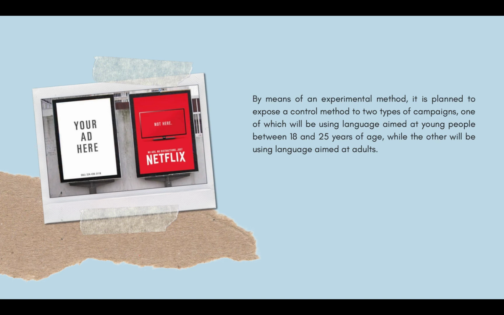In addition, the symbolic messages are decoded using semiotic analysis in order to compare the different strategies that are utilized to target different customer groups according to demographic variables such as gender and age. By means of an experimental method, it is planned to expose a control group to two types of campaigns, one of which will be using language aimed at young people between 18 and 25 years of age, while the other will be using language aimed at adults.